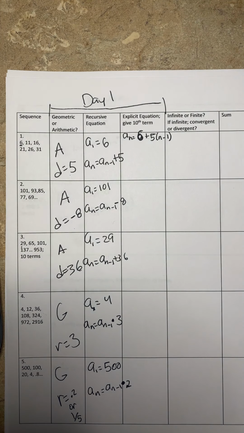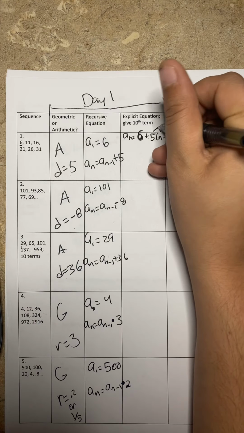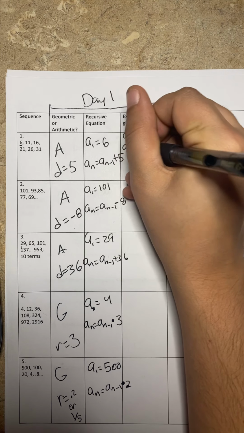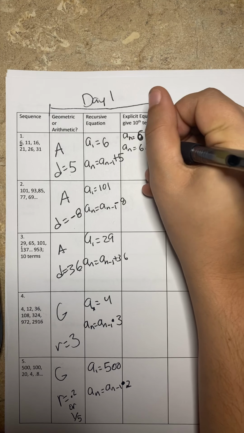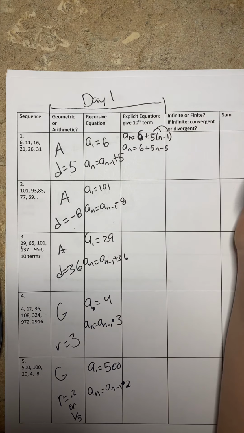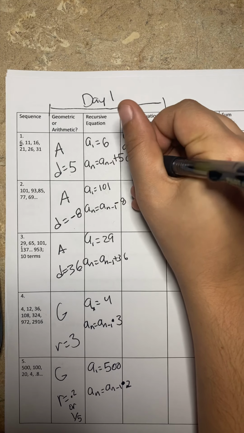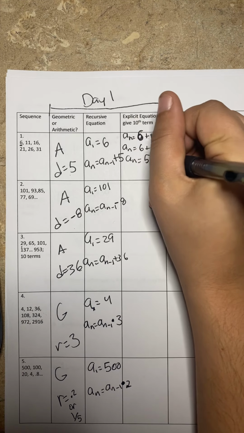Now, depending on the work you're doing, sometimes they'll be glad with just leaving it like that. I always want you to continue to simplify. So we distribute our 5, so that becomes a sub n is equal to 6 plus 5n minus 5, and then combine like terms. So a sub n is equal to 5n plus 1.